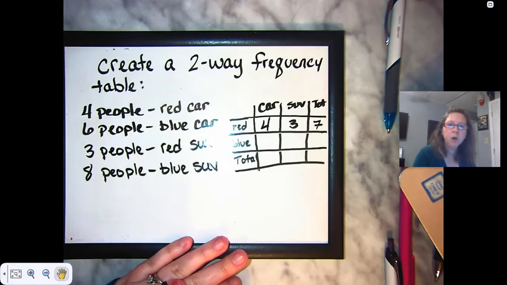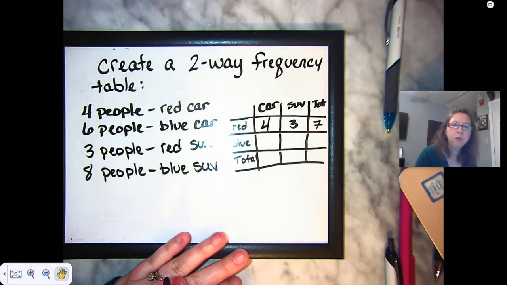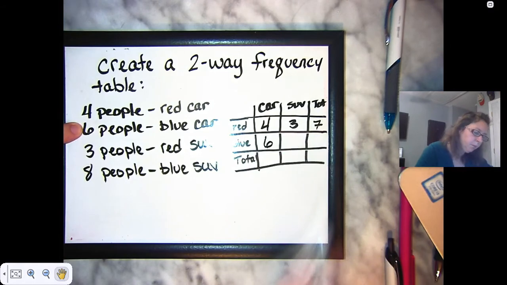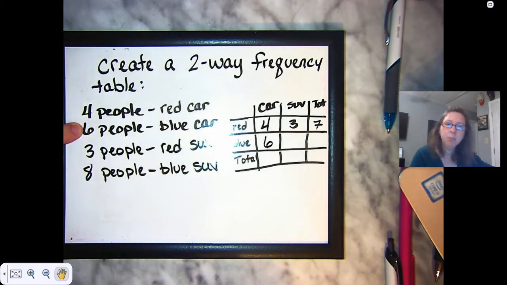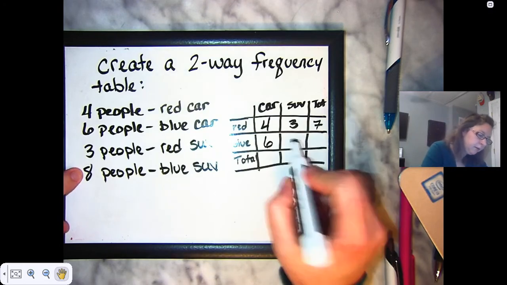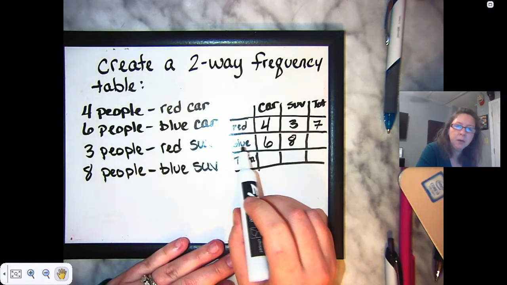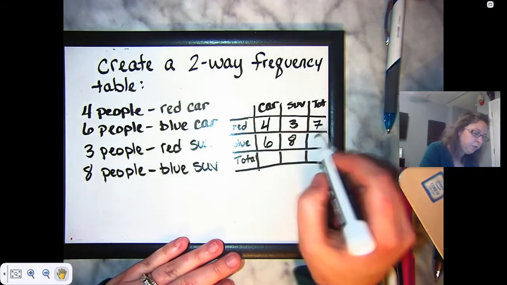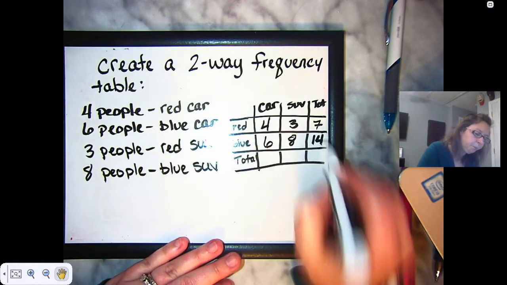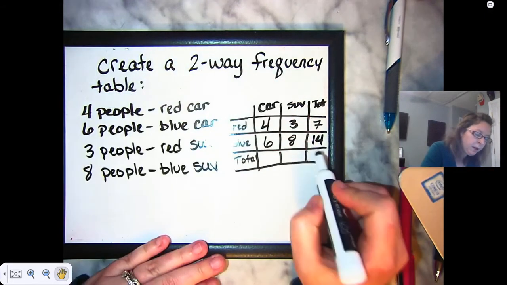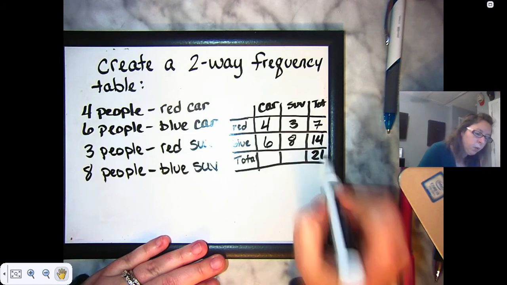Okay, let's work on blue. How many people drive a blue car? Right here, blue car, the answer is 6. How many people drive a blue SUV? That down here is 8. So how many people in total drive a vehicle that is blue? The answer is 14. Okay, so now what is 7 plus 14? That's going to be the grand total, 21.